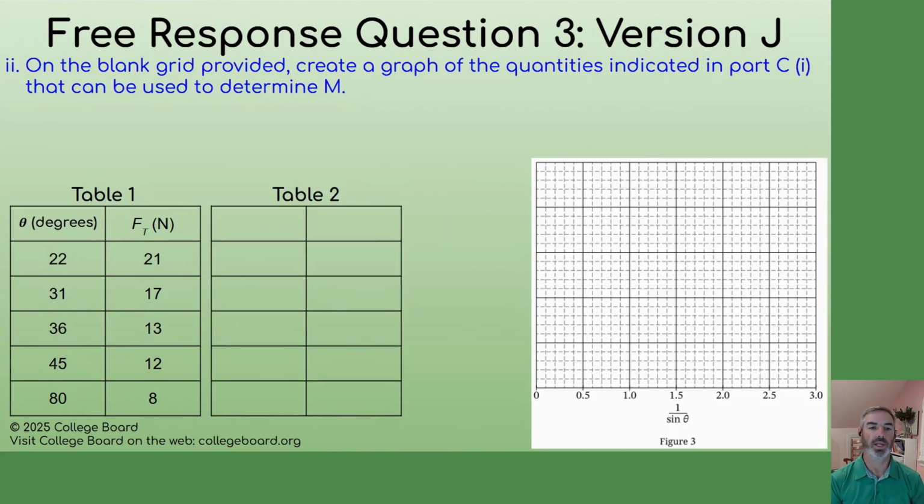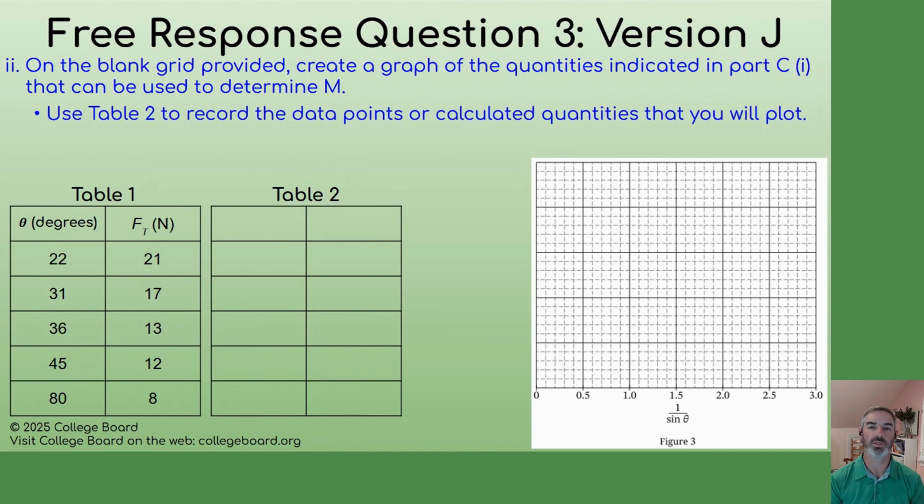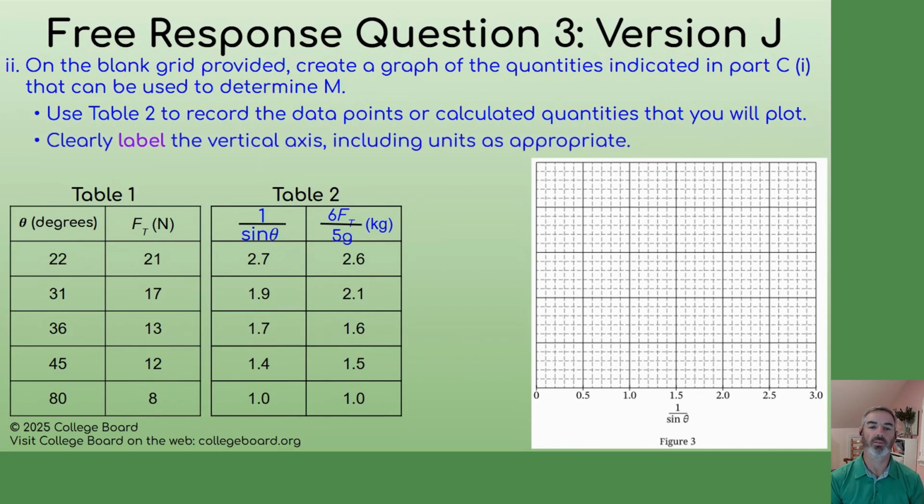So now, looking at the same thing, we're going to record in table 2. So now we have some extra data that we need to record. We calculate 1 over sine theta already, and now we'll do 6 times the tension force divided by 5g, and that's going to give us tension divided by an acceleration, which is going to give us a unit for mass in kilograms. So now we're going to clearly label the vertical axis again. We're going to graph 6Ft divided by 5g measured in kilograms, and those values go up to 2.6. We're just going to label those 1 through 5. That still lets us use more than half of the graph to get that point on the scoring rubric.